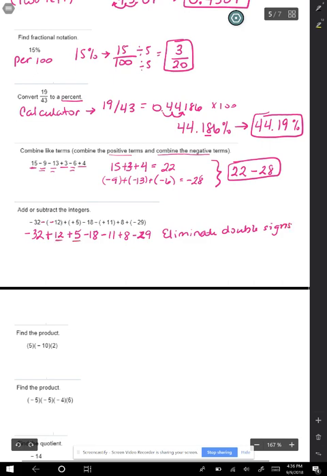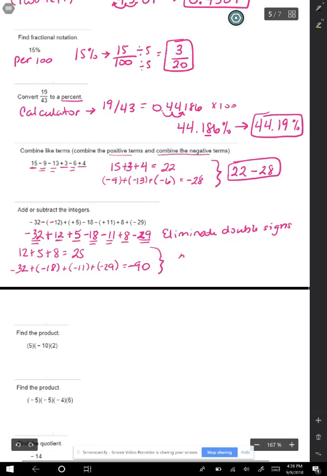And now we're going to do exactly what we did on the previous question. Find all the positive ones, all the pluses, and add those together. So I have a 12 and a 5 and an 8. And when I add those together, I'm going to get 25. And then I'm going to take my negatives, and I have a negative 32 and a negative 18 and a negative 11 and a negative 29. Since these are all negatives, we're going to add them and keep the sign. So we add those together and get a negative 90.